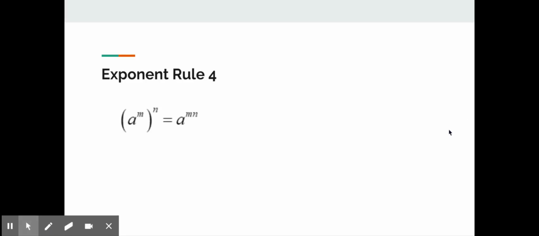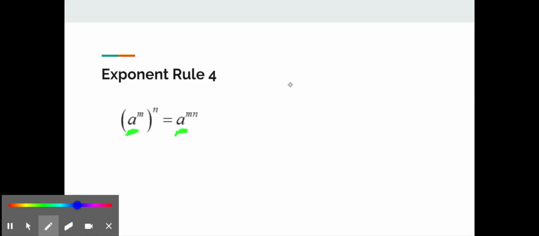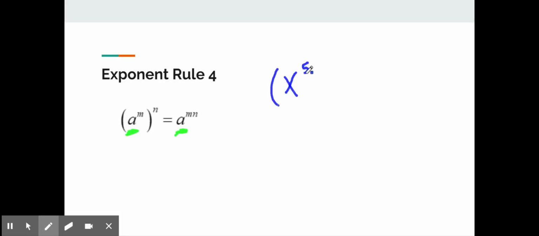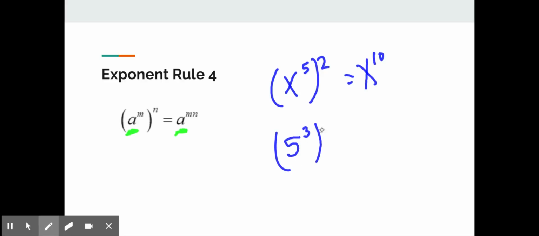Exponent rule 4. This is when you have an exponent raised to an exponent. You don't have to worry about having the same base here, and that's because there's just one base to really assess, and you just keep that same base. So let's say you had x to the 5th power raised to the 2nd power. That's when you're going to multiply them together to get x to the 10th power. You could have 5 to the 3rd power raised to the 3rd power. Keep that same base, and it's now to the 9th power.